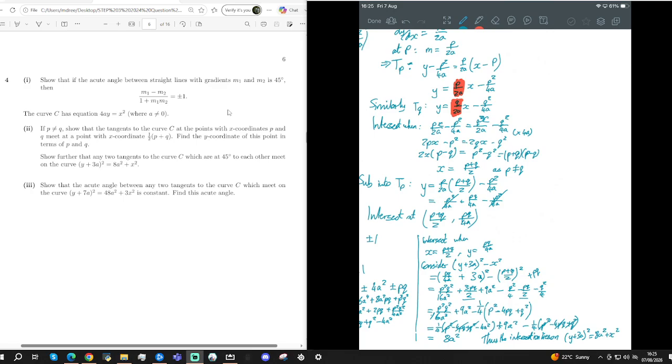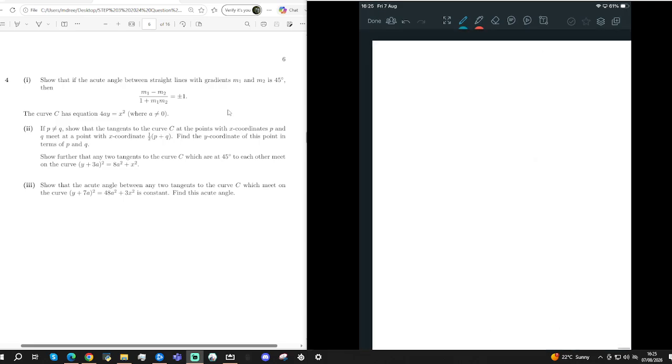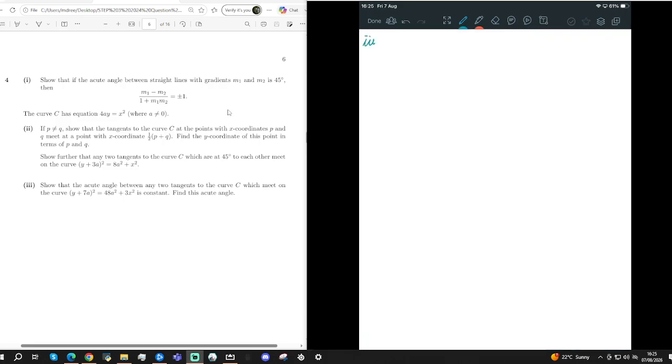Okay, nice. Quite a heavy algebra. Luckily it wasn't too geometric, at least for my liking. But now we're on to part 3. Part 3 of the question now has: show that the acute angle between any two tangents to the curve which meet on the curve is constant. Show that the acute angle between any two tangents which meet on that curve is constant.